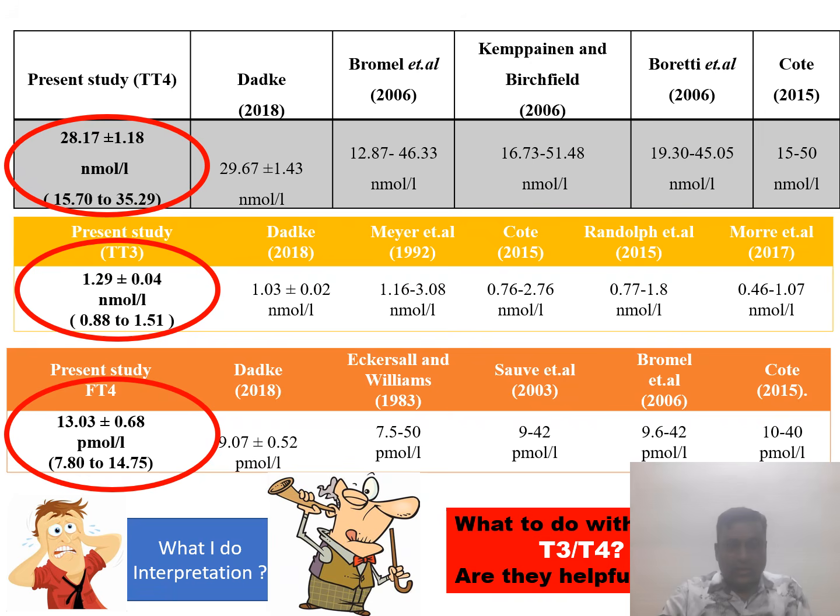Now here we can see the reference range established. In this present study, the reference values are 28.17 for total T4, 1.29 for total T3, and 13.03 for FT4. The unit is picomole per liter for FT4, and for total T3 and total T4 the unit is nanomole per liter. All the established reference ranges correlate with the national and international findings.